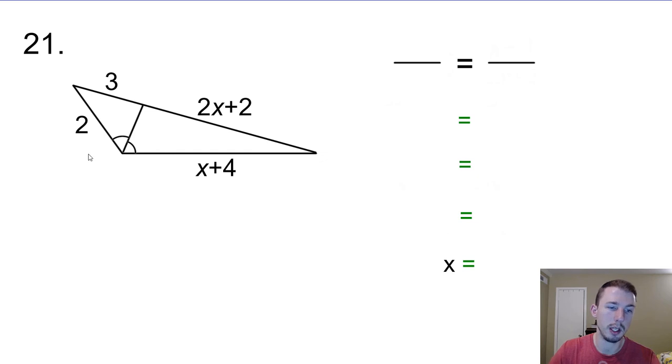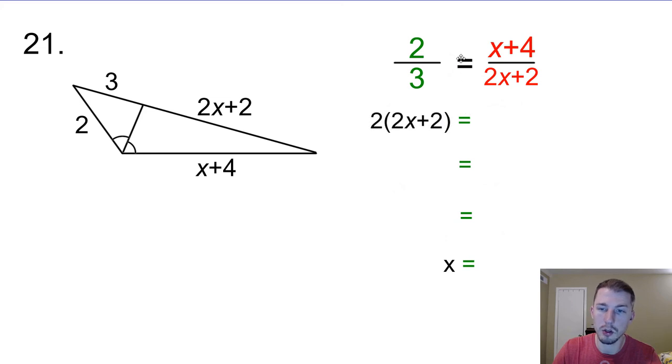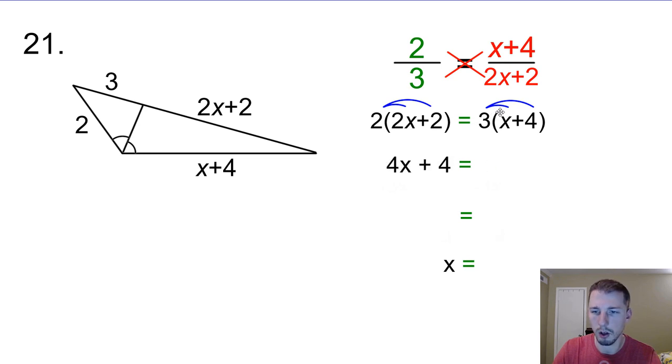All right, number 21, again, triangle angle bisector, cuts the opposite side in proportions of the other two sides. So 2 goes to x plus 4, just as 3 goes to 2x plus 2. Now on this one, you can't reduce because there's not a 2 or 3 in both of those, so you just have to cross multiply. So I'm going to get 2 times 2x plus 2 is equal to 3 times x plus 4, and I'm going to have to distribute on both of these. So when I do that, I get 4x plus 4 is equal to 3x plus 12.